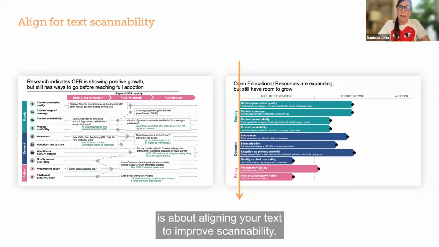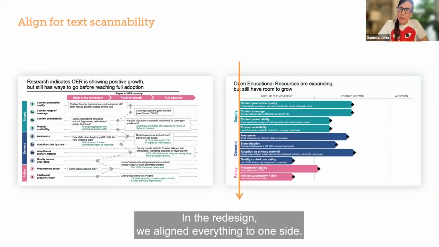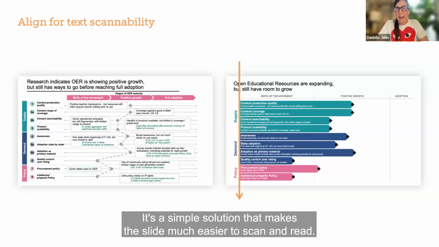Our next tip is about aligning your text to improve scannability. On the before slide, the text is all over the place. In the redesign, we aligned everything to one side. It's a simple solution that makes the slide much easier to scan and read.